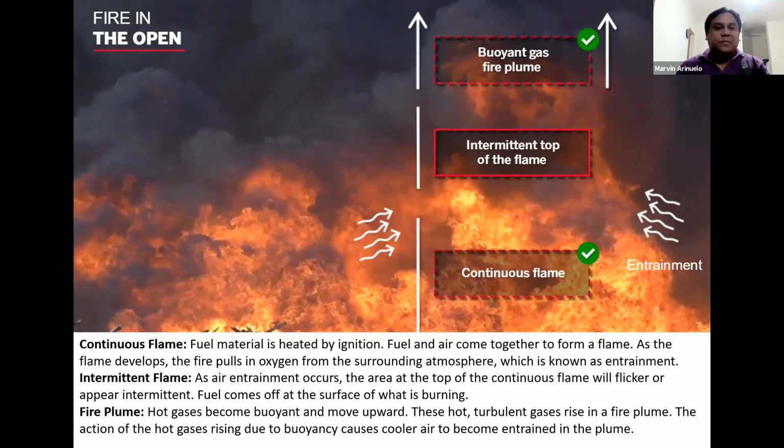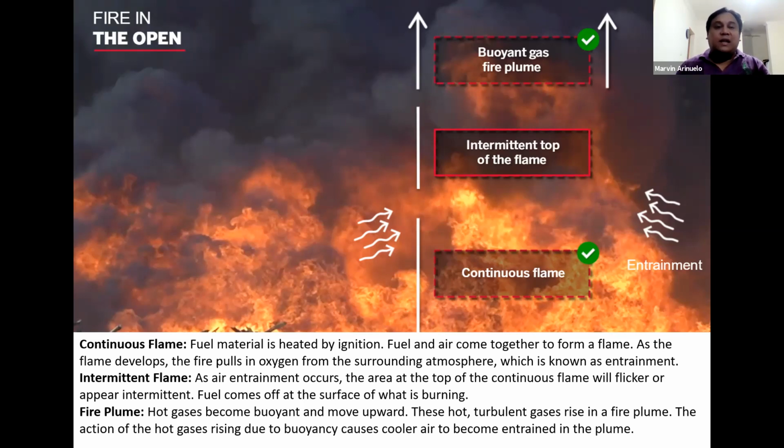Now on the top is the intermittent flame, and as entrainment occurs, the fire pulls oxygen from the surrounding atmosphere, and the area at the top of the continuous flame will flicker or appear intermittent. Fuel comes up at the surface of what is burning. And the fire plume is hot gas that becomes buoyant and moves upward. We know from physics that cold air is denser compared to hot material or gas. So that's the tendency of buoyancy.